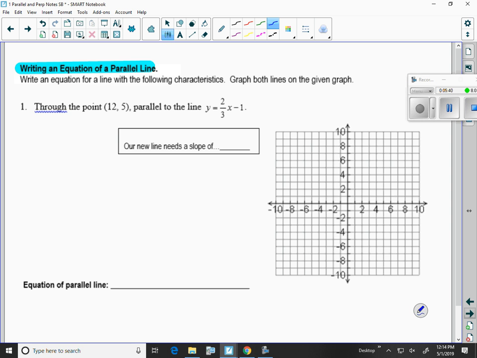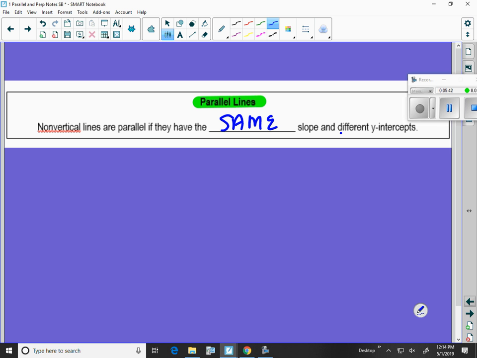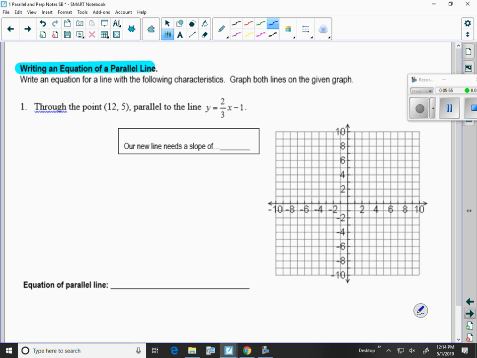Okay, but oh wait, let's go back. Did you realize this? Different y-intercepts. Because, friends, if they had the same y-intercept and the same slope, they're the same line. That can't happen, okay? So they have to have different y-intercepts.